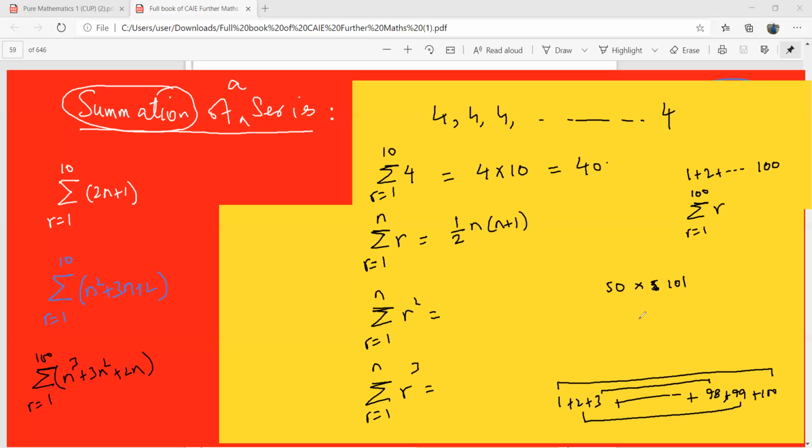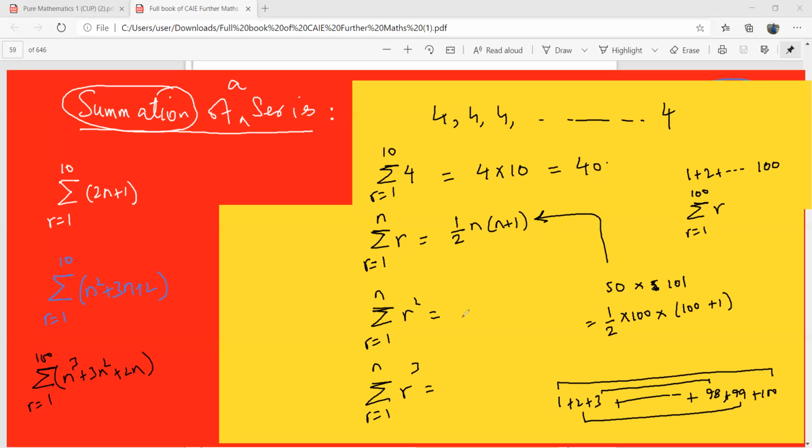Can you relate it with this rule over here? If you're going to find this from 1 to 100, isn't it like 1 over 2 times 100 times 100 plus 1? Does it relate to this? Yes. I just wanted to give you the reason why this is so. Similarly, you can also prove it for this.